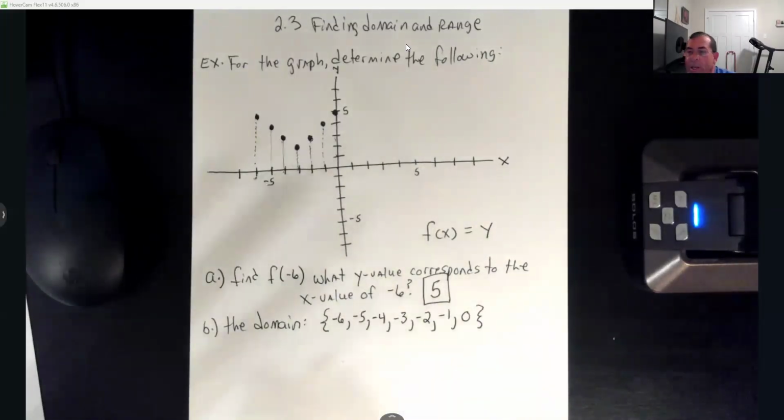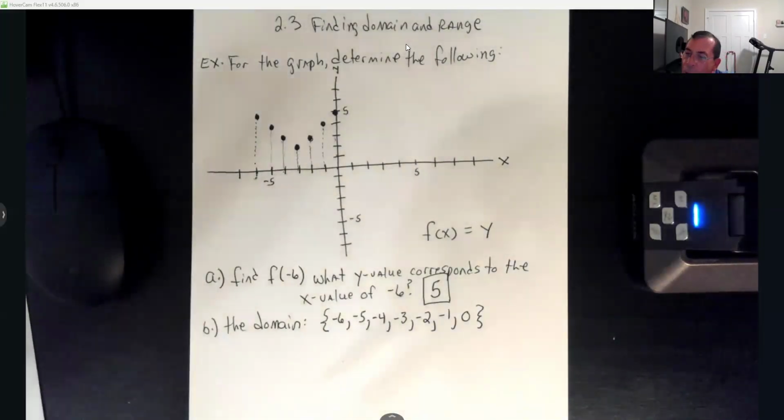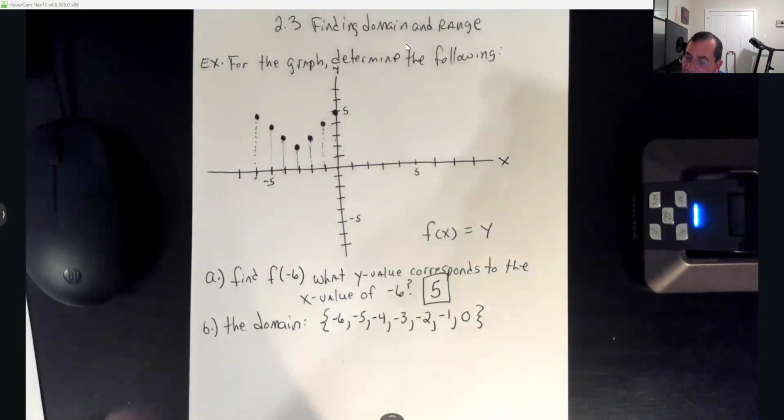Okay, so just remember, when they want the domain, they just want all the x values that are represented by these points, okay?